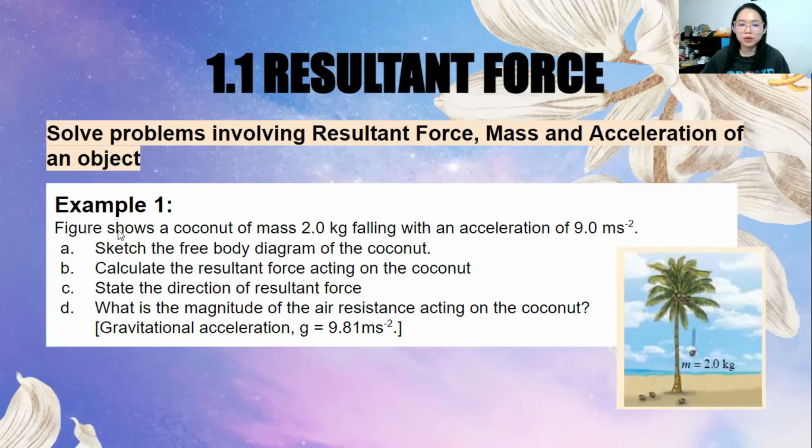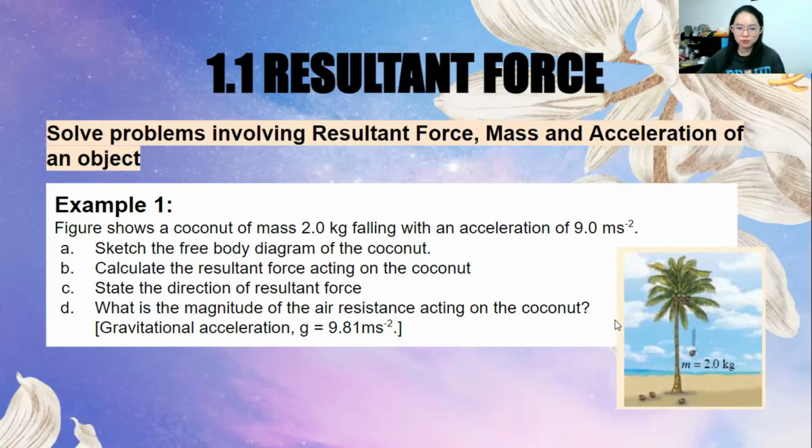For example, the figure shows a coconut of mass 2 kg falling with an acceleration of 9 meters per second squared. Sketch the free body diagram of the coconut. Next, calculate the resultant force acting on the coconut. State the direction of the resultant force. What is the magnitude of the air resistance acting on the coconut? Now, we go one by one.